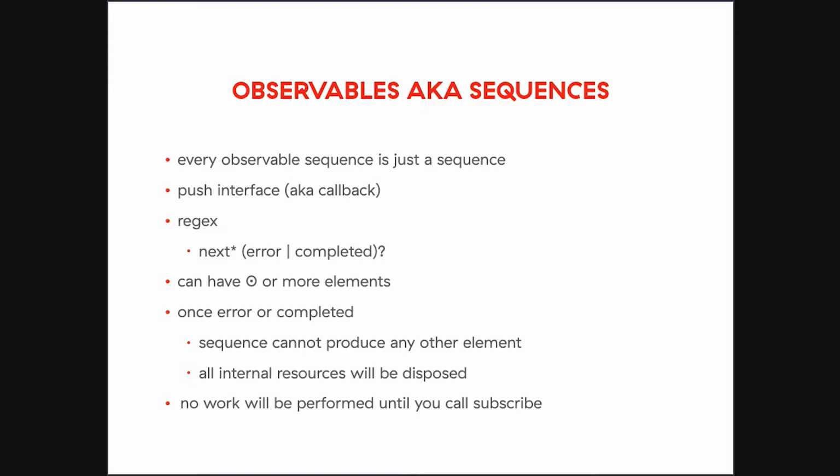And if we define it via regex, it would be this. So we can have 0 or more next events, followed by error or completed. The thing to note here is that after an error or completed, the observable will no longer be able to produce any new elements until you subscribe to it again. And also, no work will be performed until you subscribe. So this is something that you should remember.